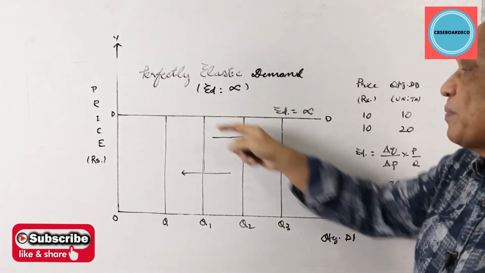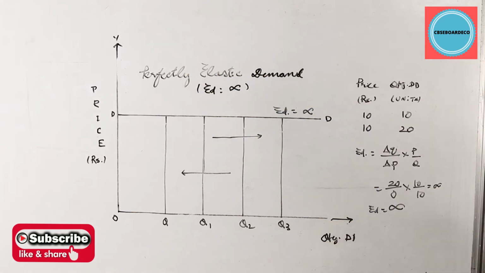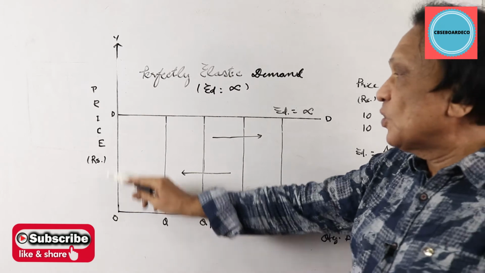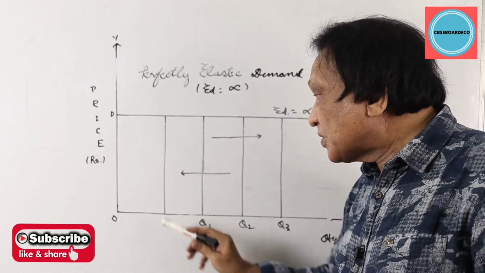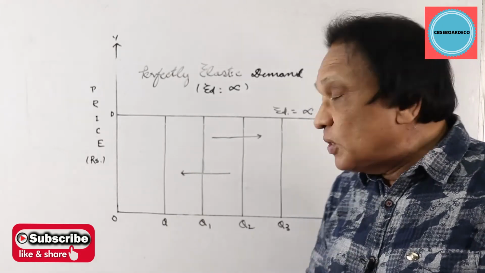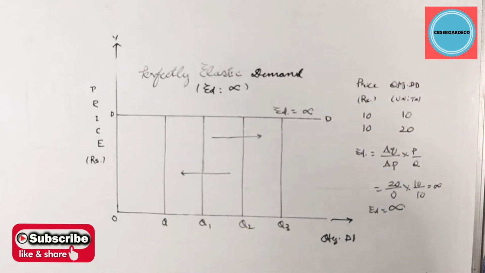I'm sure you must never have seen this kind of demand curve. Normally you must have seen the demand curve sloping downwards from left to right. But in this case the demand curve is parallel to the X axis. What does it indicate? Look at this, when the price is OP, the quantity is OQ. The price is the same OP. The quantity has gone up from OQ to OQ1.